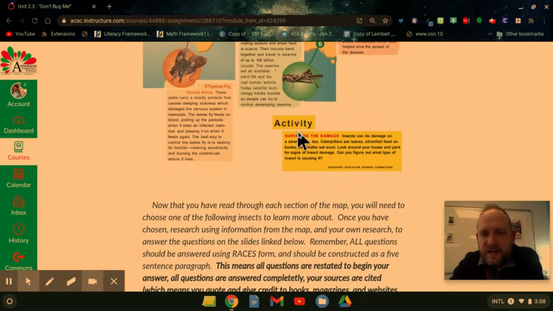So if you look here, it says activity, surveying the damage. Insects can do damage on a small scale. Caterpillars eat leaves, silverfish feed on books, and moths eat wool. Look around your house and yard for signs of insect damage. Can you figure out what type of insect is causing it?